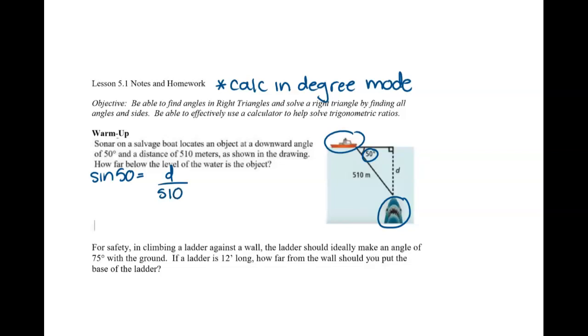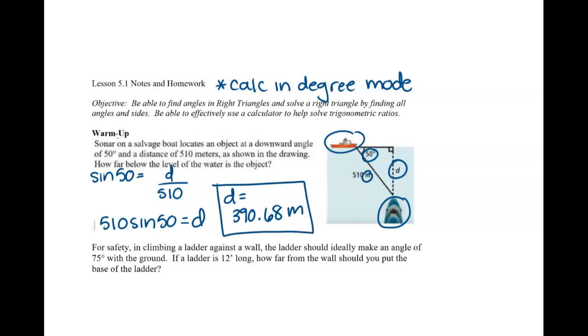Then if we're solving, we can multiply both sides by 510. So 510 sine 50 is equal to d, which is our depth. If you put that in your calculator, you should get 390.68, and our units are meters. Again, that should be review.